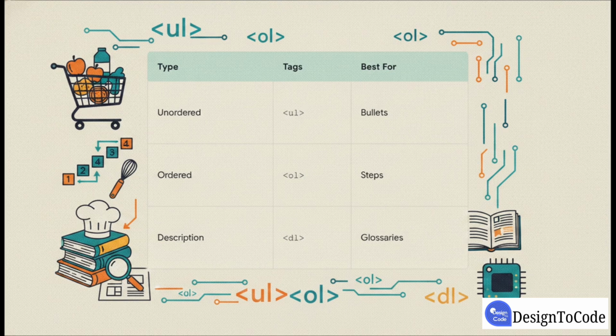But the real pro-level tool is the description list. It pairs a specific term with a definition, making it the absolute best choice for glossaries, FAQs, or listing out the technical specs of a new gadget.